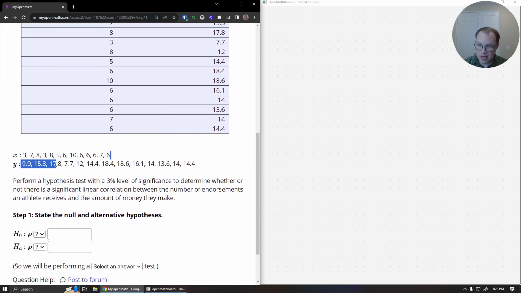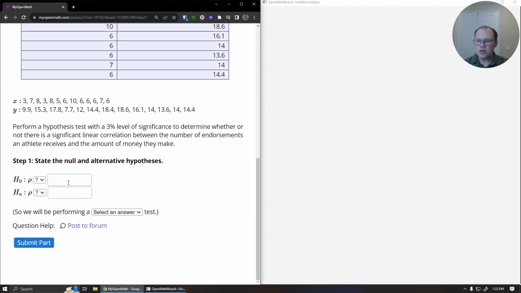Okay, we have the same data here, separated by columns already, which makes it a little bit easier to copy and paste the data. We want to perform a hypothesis test with a 3% level of significance to determine whether or not there's a significant linear correlation between the number of endorsements an athlete receives and the amount of money they make. Okay, so since we're testing to see if there is a significant linear correlation, we are conducting a hypothesis test about the population correlation coefficient, rho.